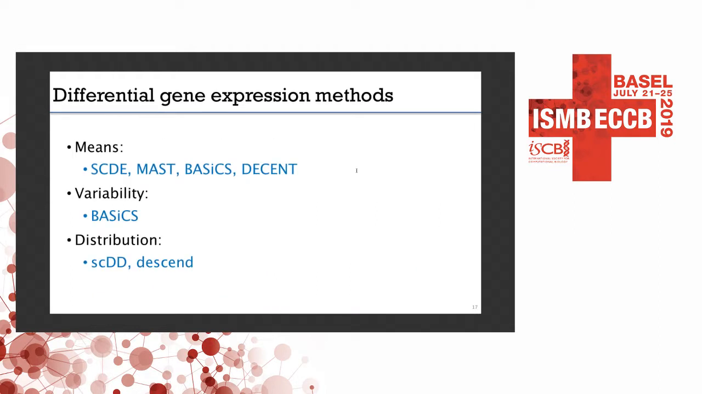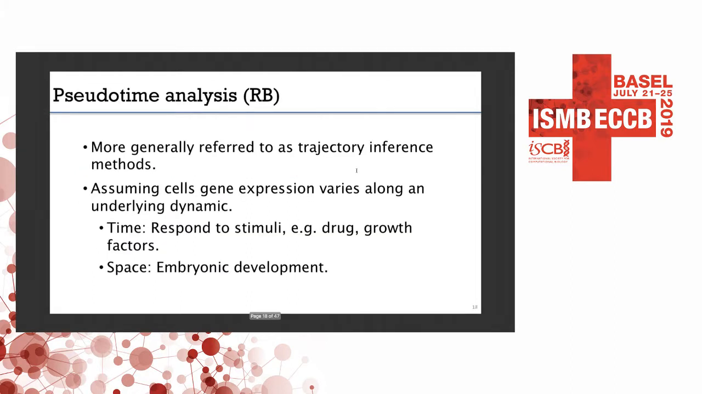Okay, and for some of the methods for doing this, if you're just interested in means, you can use some of those tools for bulk, or there are also single-cell specific methods that I've listed here. If you're interested in differential variability, BASICS has the capability of looking at that. And then if you're looking at the difference in distribution, like those different bimodalities or proportions, you can look at SCDD and DESCEND.